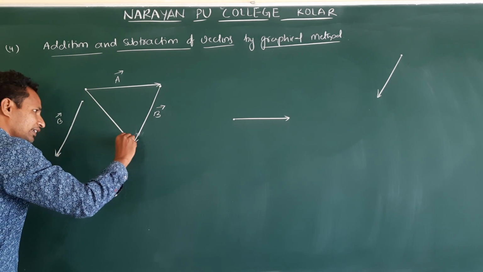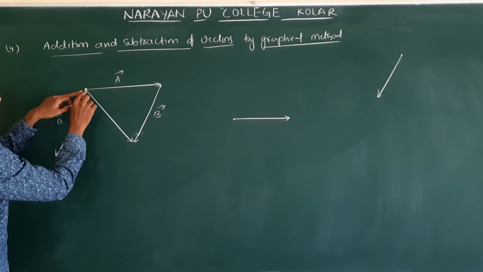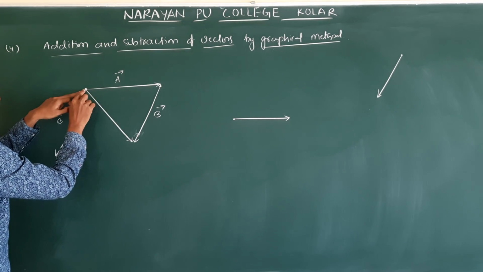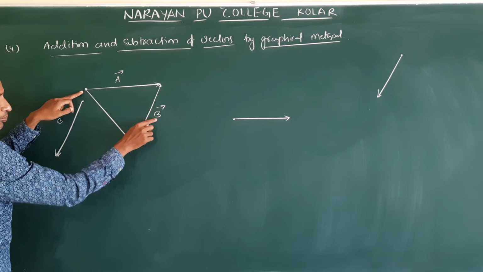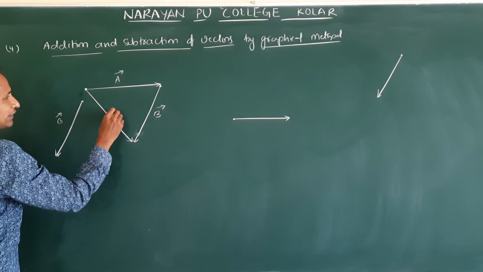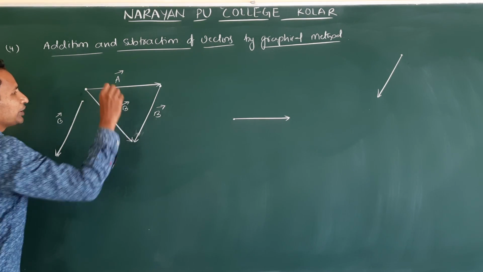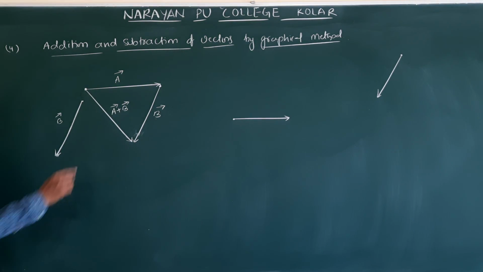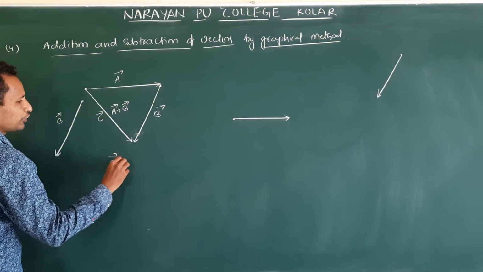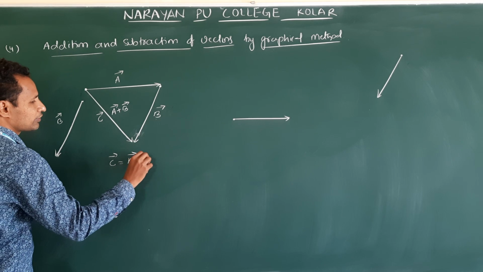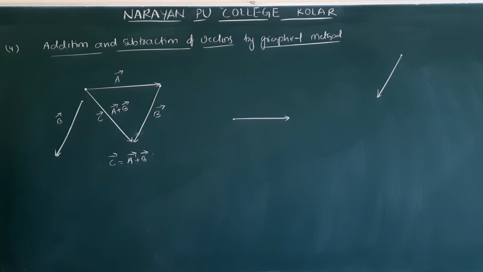So now the closing side. This is a vector. This vector starts from A, I mean the tail at A, and the head is towards B's head. This we can write as A plus B. If you take this vector as C, how can we write it? C is equal to A plus B. Clear?